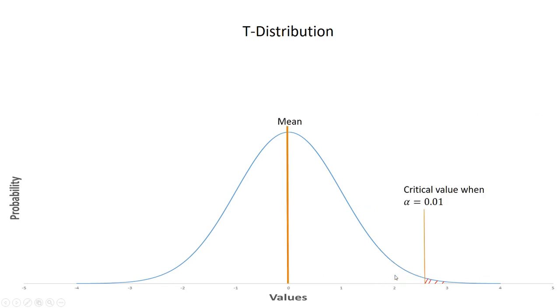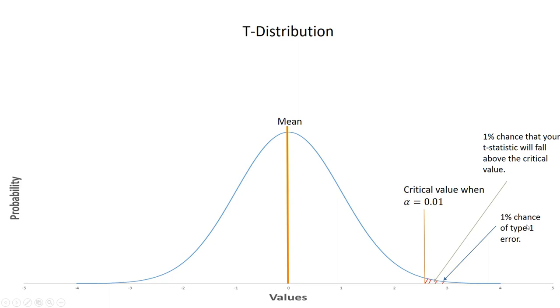We could also imagine the alternative. Let's say we really don't like type 1 error. We really don't want it. Well, then we set a critical value. We set alpha equal to 0.01. That means 1%. There's a 1% chance that our t-statistic will fall above the critical value. That means it's very unlikely. It's only this little tiny space here when we set our critical value based on alpha equals 0.01. So there's a 1% chance of type 1 error. There's only a 1% chance that our t-statistic will fall in this region.